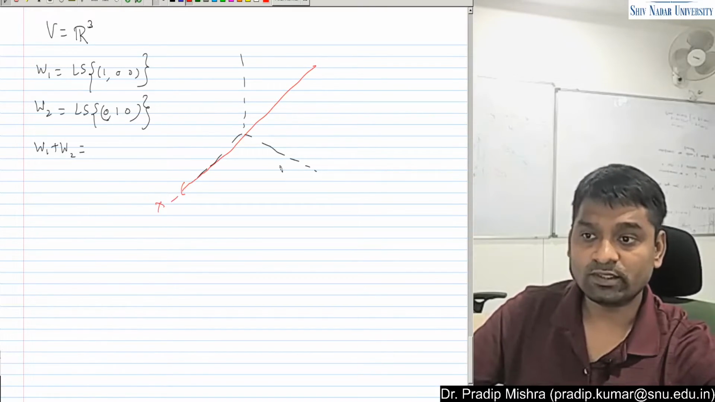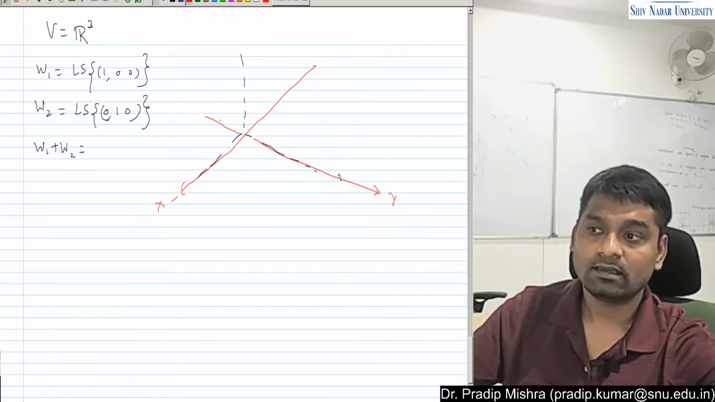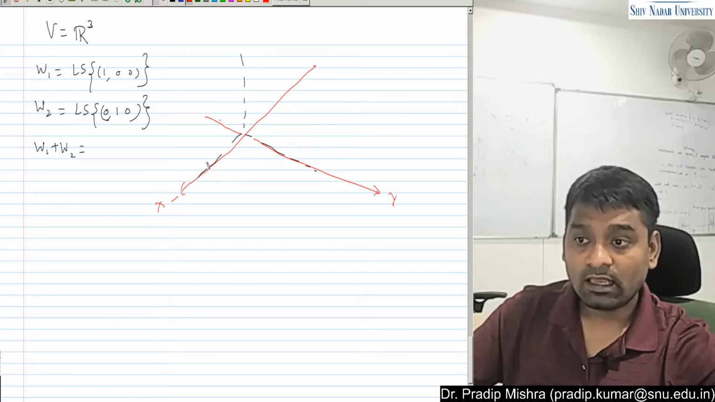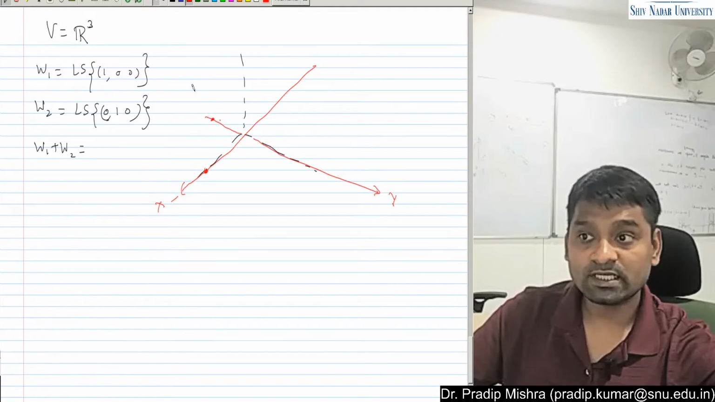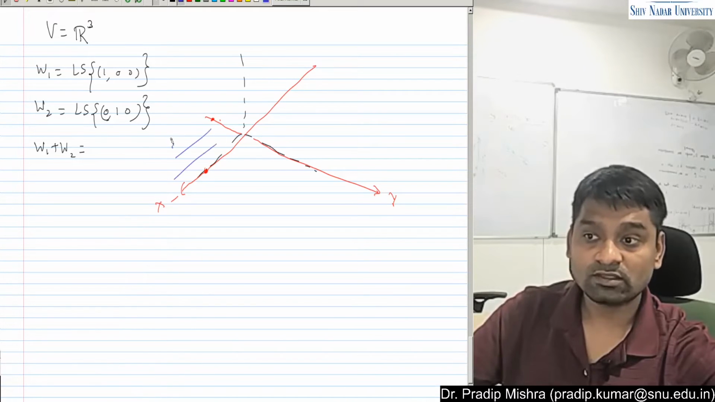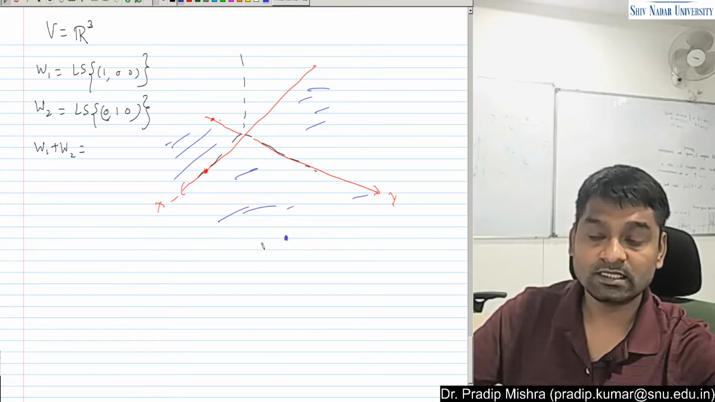And W2 is (0, 1, 0). W2 is the y-axis. And what is W1 plus W2? Every element here and every element in here and their sum. So basically, what is W1 plus W2? Actually, this is everything here, because this is in W1 plus W2.